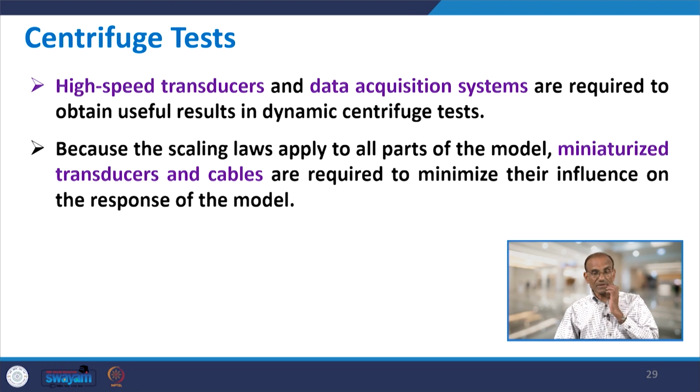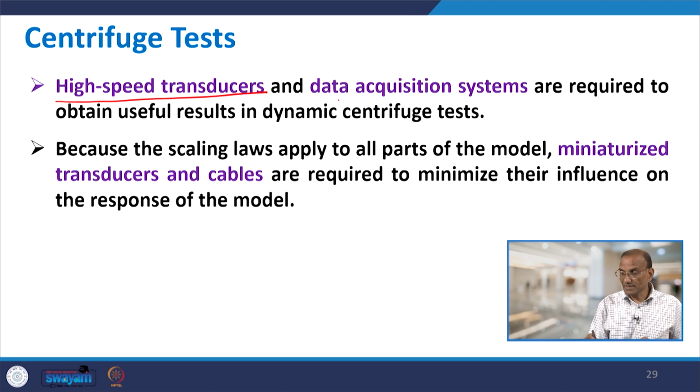Then you use what we call the high speed transducers and data acquisition system. They are required to obtain useful results in dynamic centrifuge test. One thing is that you may run dynamic centrifuge with some model, but that is no use until you measure and collect the data. So, for collecting the data, high speed transducers are used and data acquisition system is also used.